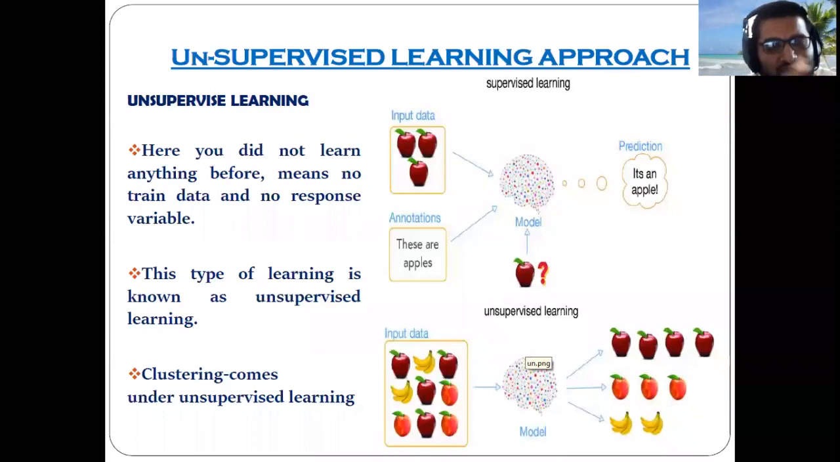Got the two learning approaches, supervised learning and the unsupervised learning approach. Any doubt in today's session? Can anybody tell me a real life example of supervised learning?